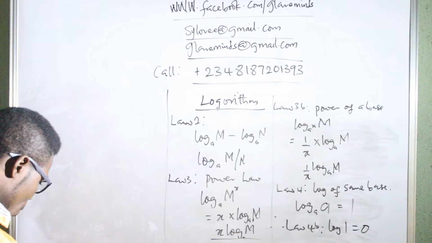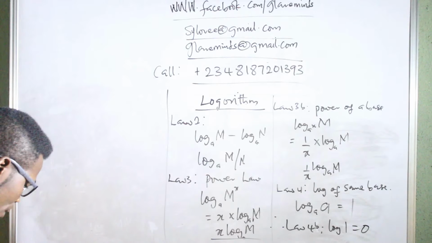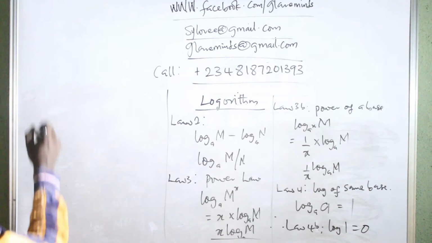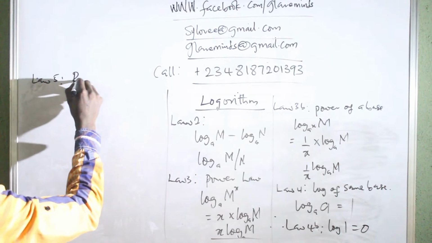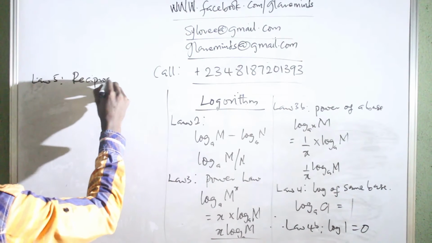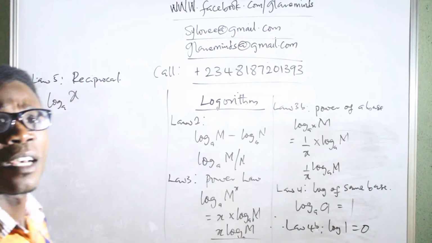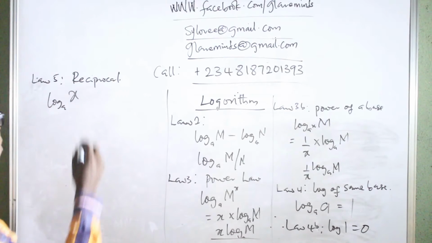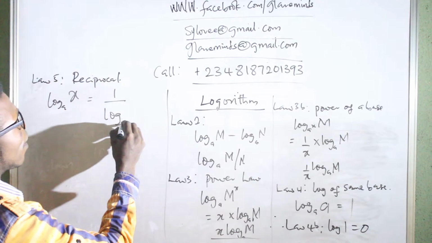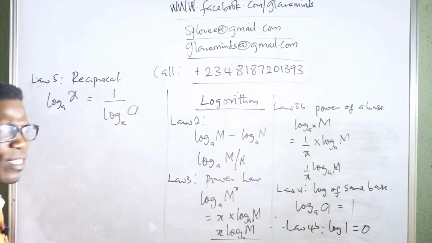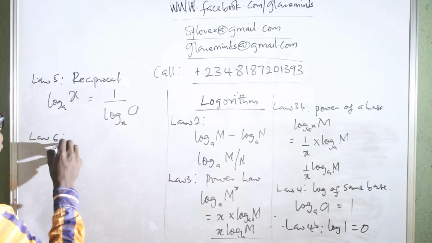Now the next one we're going into is the reciprocal law. Let's call it law 5, the reciprocal law. As the name implies, if you have log x base a, it is as good as writing 1 over log a base x. Pretty simple, right?